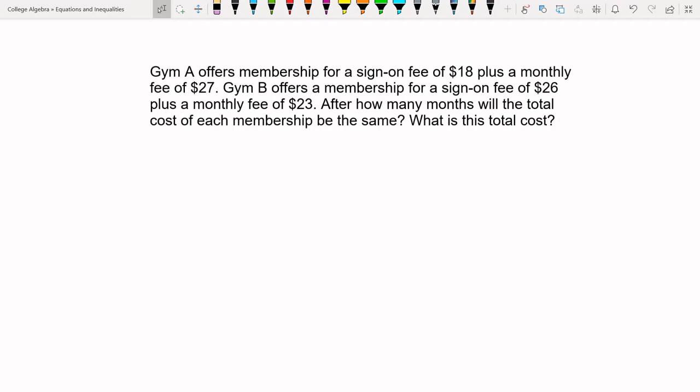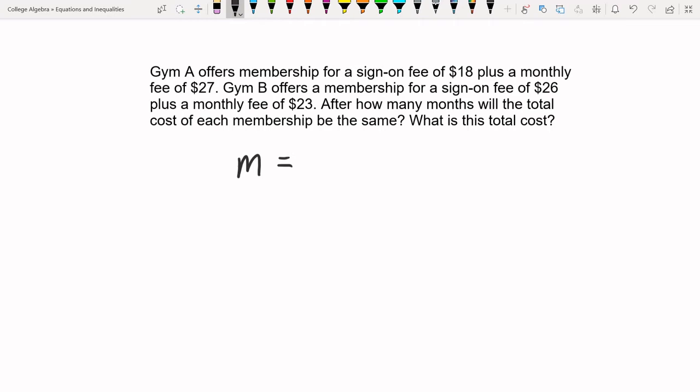It's a sign-on fee of $18 plus a monthly fee of $27. Let's say the months that you joined is M. You always have to have a variable for these types of problems. So it's important to see what's the thing that's changing. And the changing thing here is the month, right?